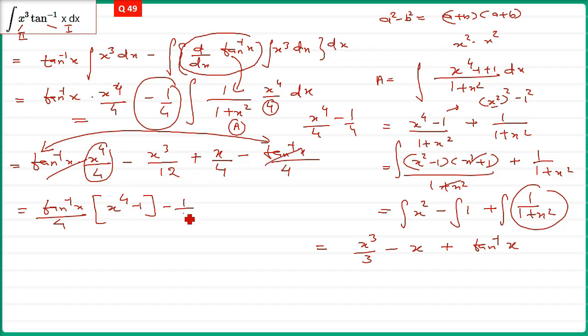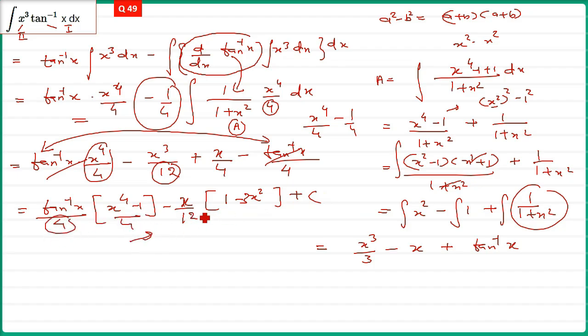Now we are left with this x cubed by 12 plus x by 4. Now I'm taking x by 12 outside. You can take 1 by 12, you can take x by 12, it's up to you. So this will form 1 minus 3x square actually, because this 12 was already taken, but 4 is there in the denominator of the second term. So 1 minus 3x square, plus the constant of integration.